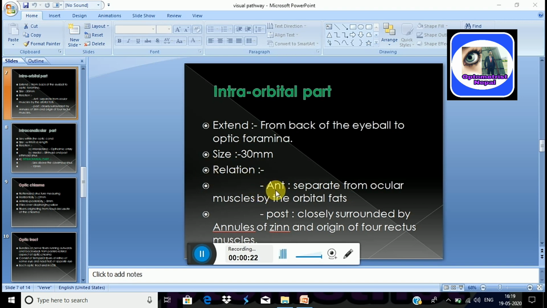Relations: anteriorly it is separated from the ocular muscles by the orbital fat. Posteriorly it is closely surrounded by the annulus of Zinn and the origin of the 4 rectus muscles. Annulus of Zinn means where the extraocular muscles originate.